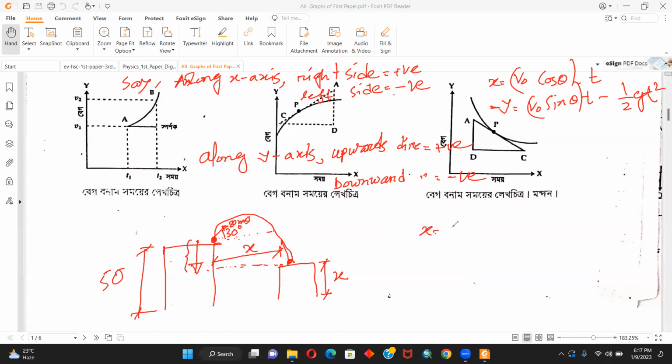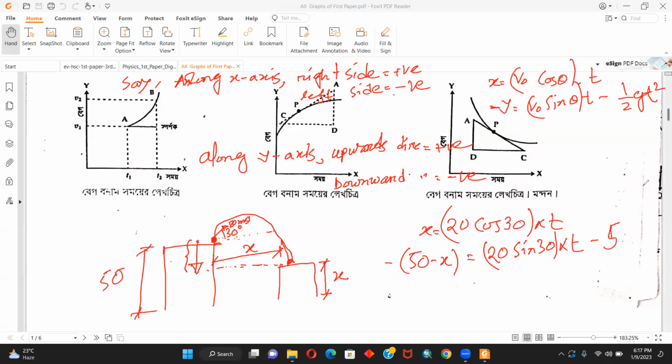So x equals 20 cos 30 times t, and 50 minus x equals 20 sine 30 into t minus half. For simplification, consider g to be 10, so 5t squared.